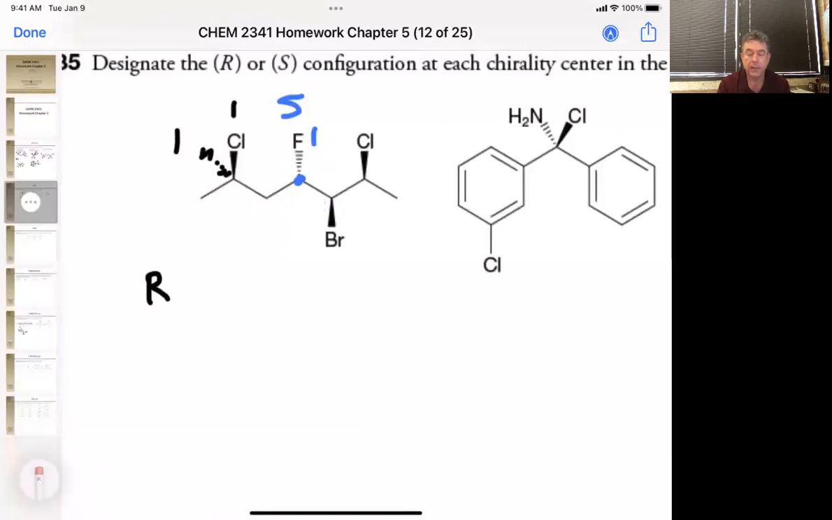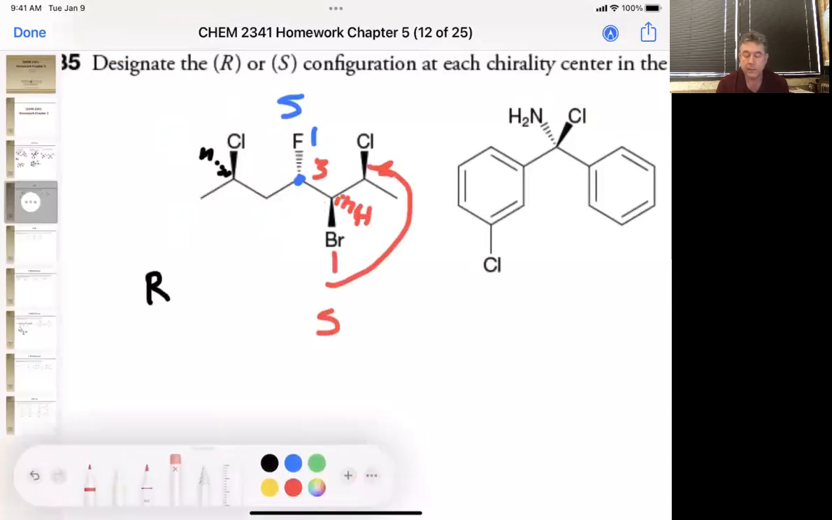So that being said, let's go ahead and assign the rest of these. We have it easy here because these hydrogens are in the back. So all we have to do is assign a priority, 1, 2, and 3. That's going counterclockwise, so this is also S.